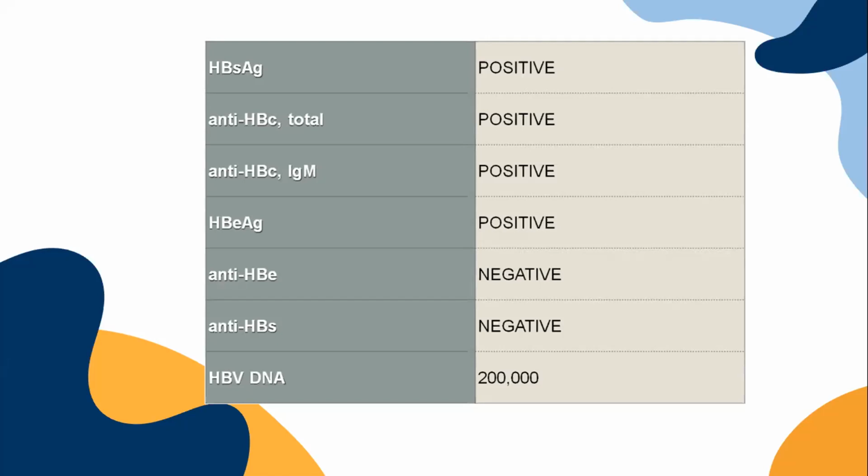Lastly, we have the HBV DNA level, which is 200,000. This is a marker of active hepatitis B virus replication. And this number tells us that this patient is at an increased risk of developing hepatocellular carcinoma, and it could eventually progress to cirrhosis. That's all.